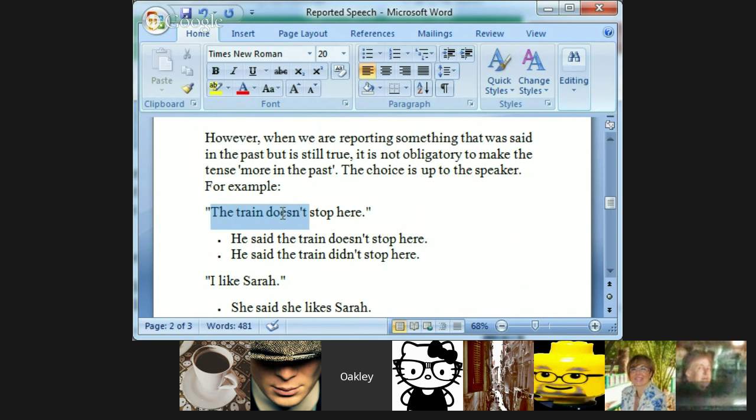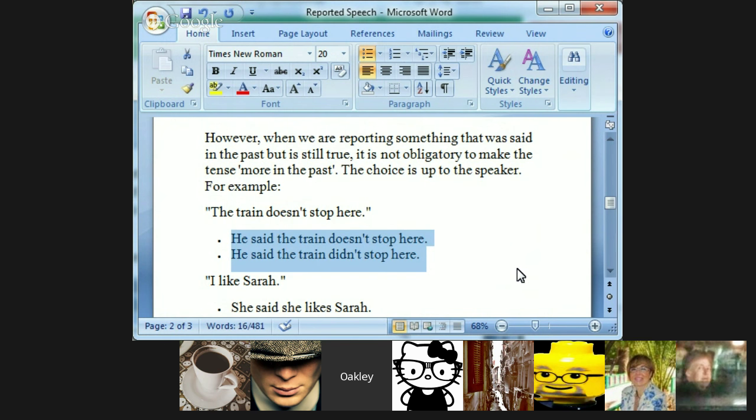The train doesn't stop here. That's a pretty direct chunk of information there. We're talking about a train schedule. All right, it is what it is. So you could say he said the train doesn't stop here. Pretty direct quote. He said the train didn't stop here. It's up to the speaker. Which one sounds better? I mean, to you, actually, Sasha, which one sounds better to you?